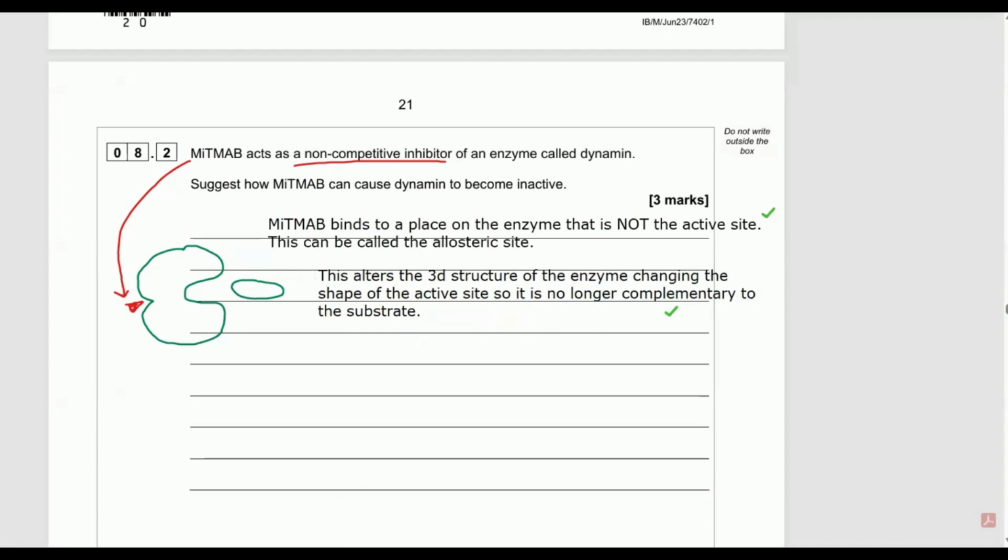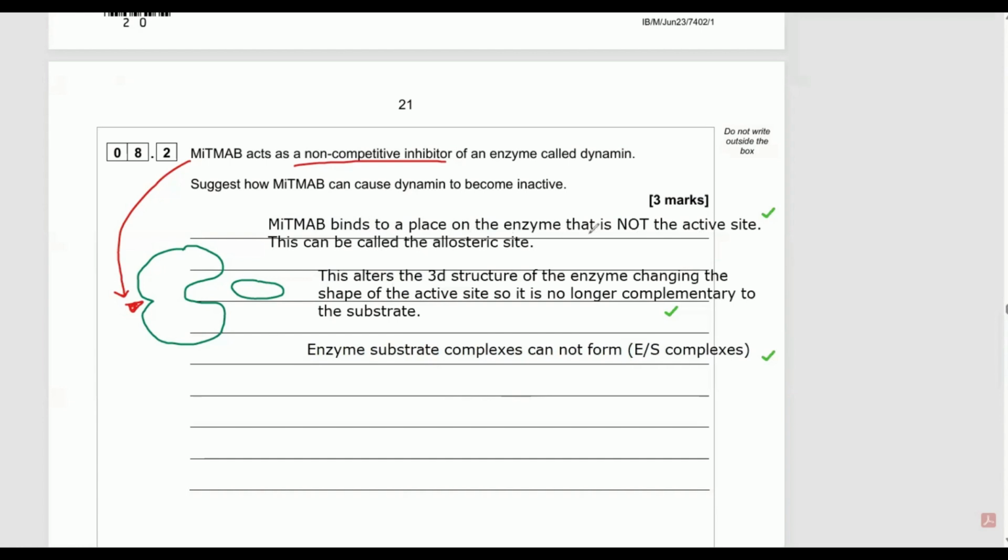Now we need to use words like complementary because that's an A-level word, and they might not give you the mark if you just say active site changes shape, substrate doesn't fit. We want to use words like substrate is no longer complementary to the active site, or active site no longer complementary to substrate, and so less or no enzyme substrate complexes can form. Enzyme substrate complexes, so that's another key A-level word.